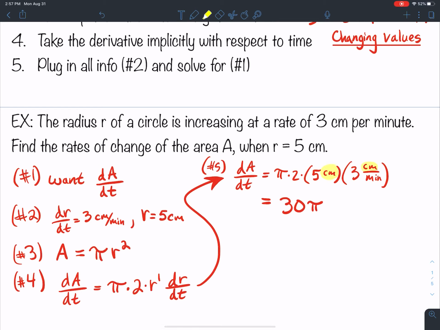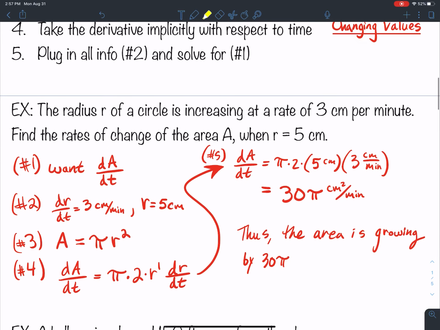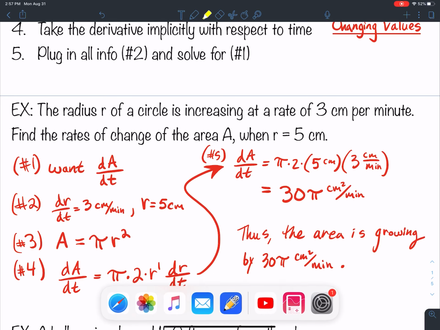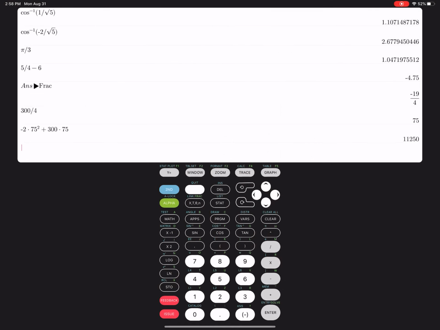And then I have centimeters, that's centimeters squared divided by minutes. So therefore my answer is that the area, which makes sense that it's centimeters squared for area, right, is growing by 30 pi centimeters squared per minute. Now, if you go up to your boss and say, hello boss, the area happens to be growing at 30 pi, your boss is going to be like, what in the world is 30 pi, dude? Tell me what it is in English.